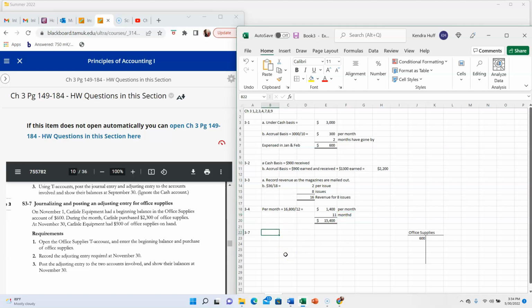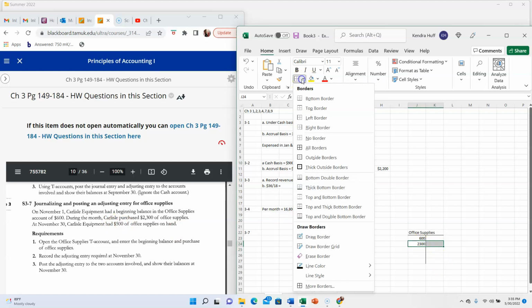Right, on November 1st, Carlisle Equipment had beginning balance in the office supplies account of $600. During the month, Carlisle purchased 2,300 office supplies. And November 30th, Carlisle had 500 of office supplies on hand. Open the office supplies account in the beginning balance, did that, and the purchase. So we purchased 2,300, so that's another debit. All right, record the adjusting entry required at November 30th. So what they want us to figure out is at November 30th, we had $500 left. So that $500 is our ending balance.